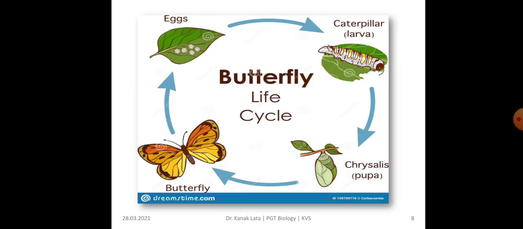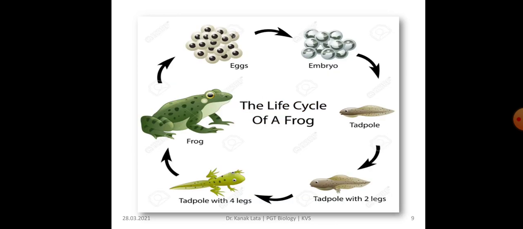This figure indicates the butterfly life cycle. You can see that after laying egg, that egg is converted into larva. Then larva is converted into pupa and finally the pupa is converted into the adult butterfly. Here you can see the life cycle of a frog. First the frog lays eggs. Then that egg is fertilized. Fertilization leads to the embryo, then tadpole with 2 legs, then tadpole with 4 legs, and finally metamorphosis takes place to form the adult frog.